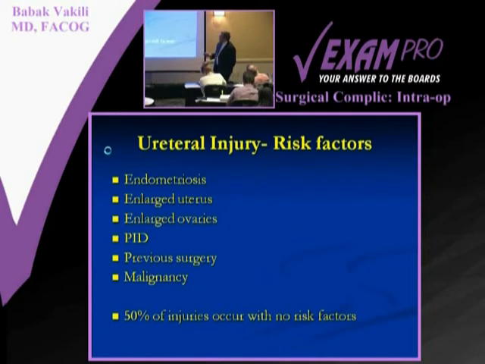Risk factors for ureteral injury are endometriosis, enlarged uterus, enlarged ovaries, PID, malignancy, and previous surgery. All pretty self-explanatory stuff, right? These all make sense. However, the thing to remember in your practice, 50% of injuries occur in patients with no risk factors. So be vigilant, okay? Very important.